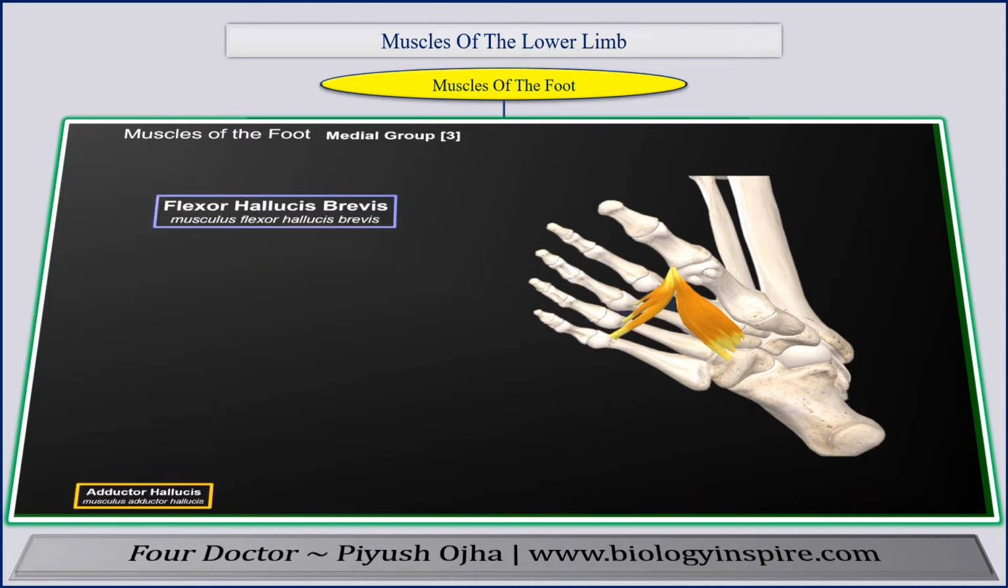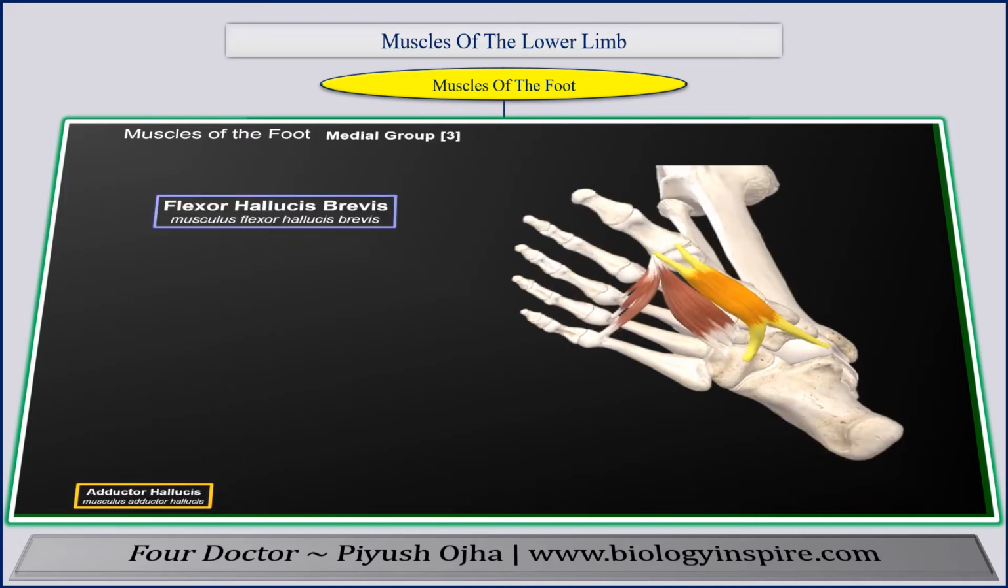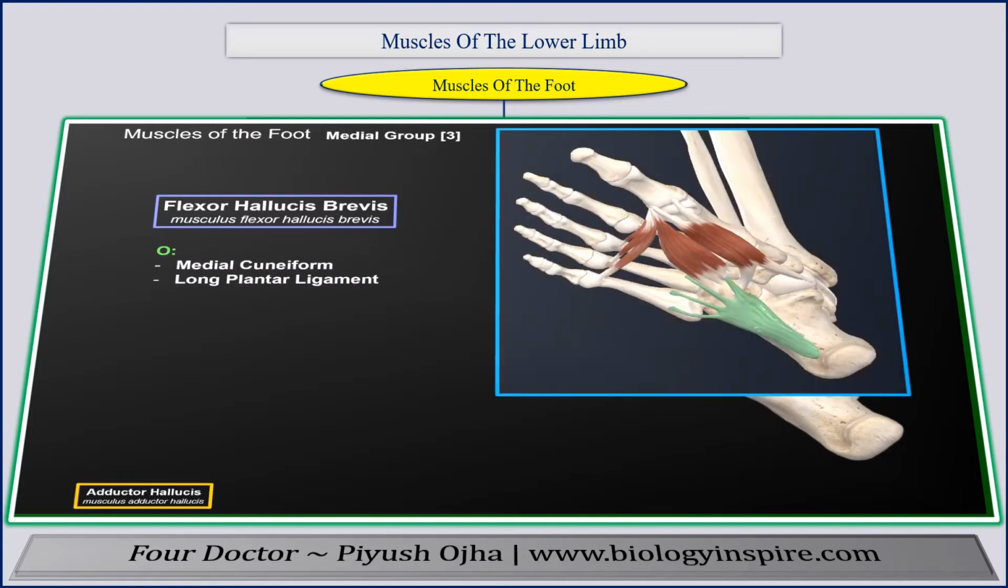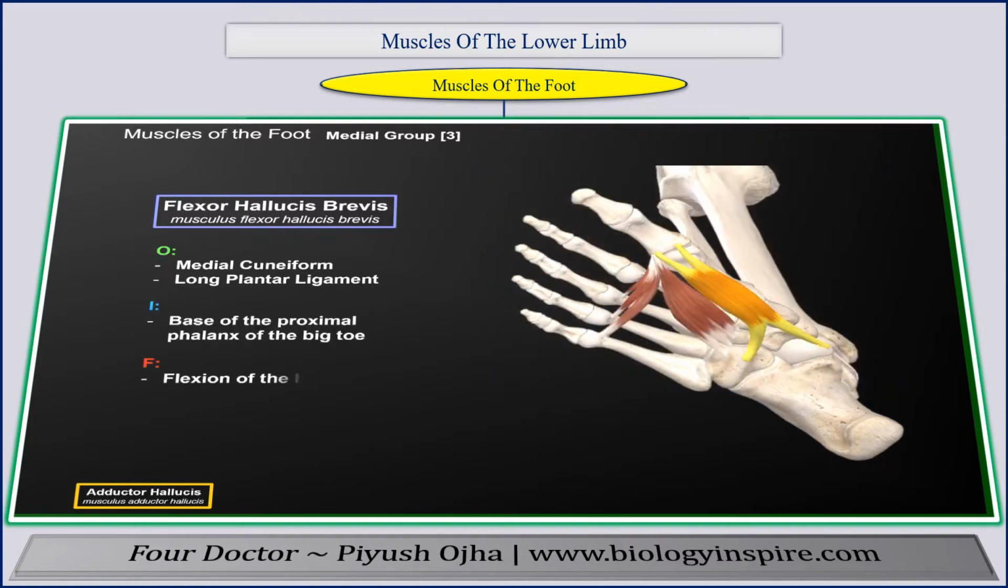Then we have the flexor hallucis brevis, and this muscle looks like this. It originates from the medial cuneiform as well as from the ligament called the long plantar ligament, which looks like this. It's a long ligament that connects the calcaneus with the cuboid bones mainly. And then it inserts at the base of the proximal phalanx of the big toe, and its function is flexion of the big toe, pulling it in this way.